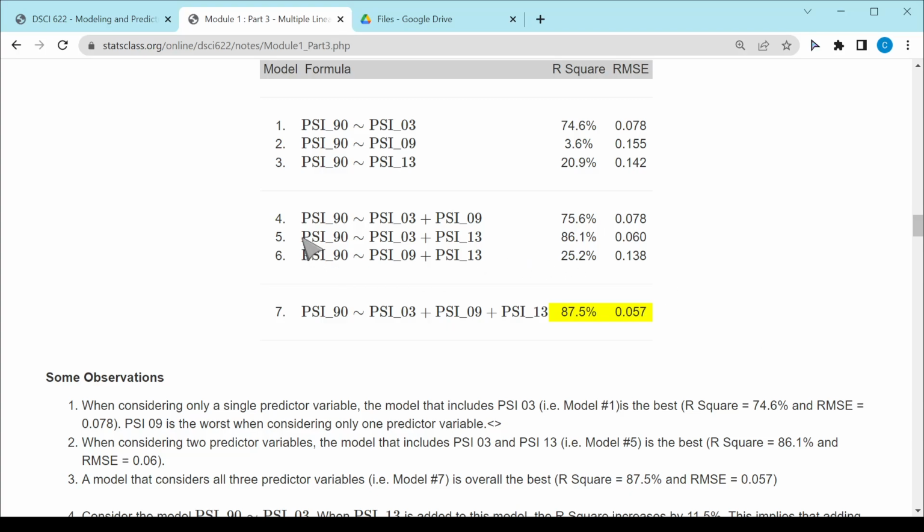Some may advocate that you use Model 5 to make predictions. It's a little bit simpler, and it's doing nearly as well as when I'm adding PSI09 as a predictor variable into my model. I'm going to go ahead and just use model number 7, because it does add a little bit. And again, I'm not too worried about how complicated the model is. My goal here is just to obtain the best possible predictions, and model 7 is going to do that.